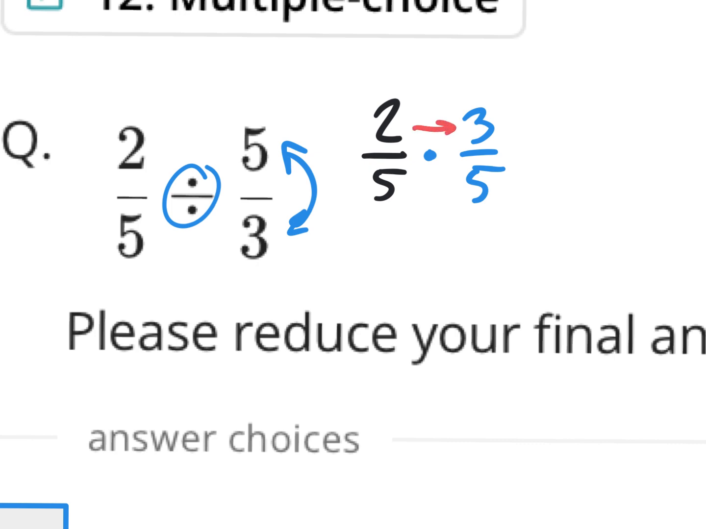Just multiply the top with the top. 2 times 3 is 6. Bottom, 5 times 5 is 25. 6 over 25. That is your final answer. You can't really reduce it. You can't reduce by 2. Can't reduce by 3. That's it. There's your answer, 6 over 25.